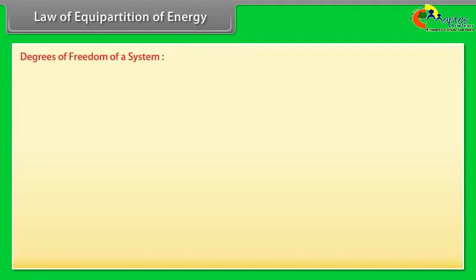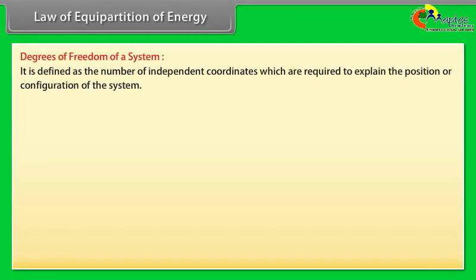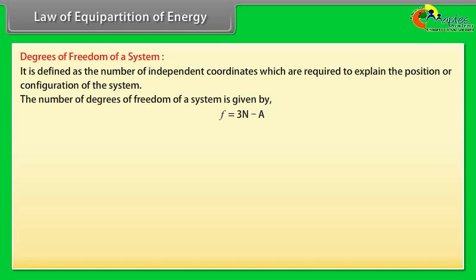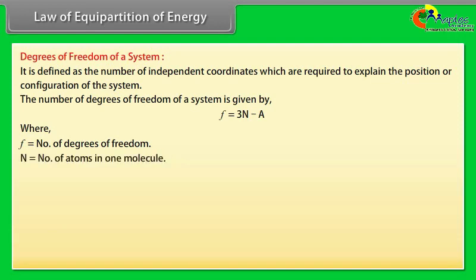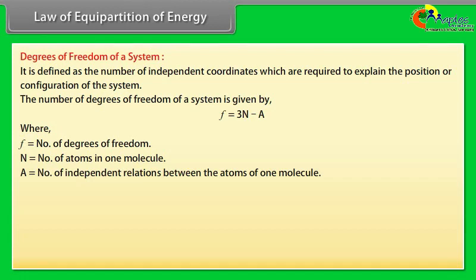Degree of freedom of a system. It is defined as the number of independent coordinates which are required to explain the position or configuration of the system. The number of degrees of freedom of a system is given by F = 3N - A, where F is the number of degrees of freedom, N is the number of atoms in one molecule, A is the number of independent relations between the atoms of one molecule.